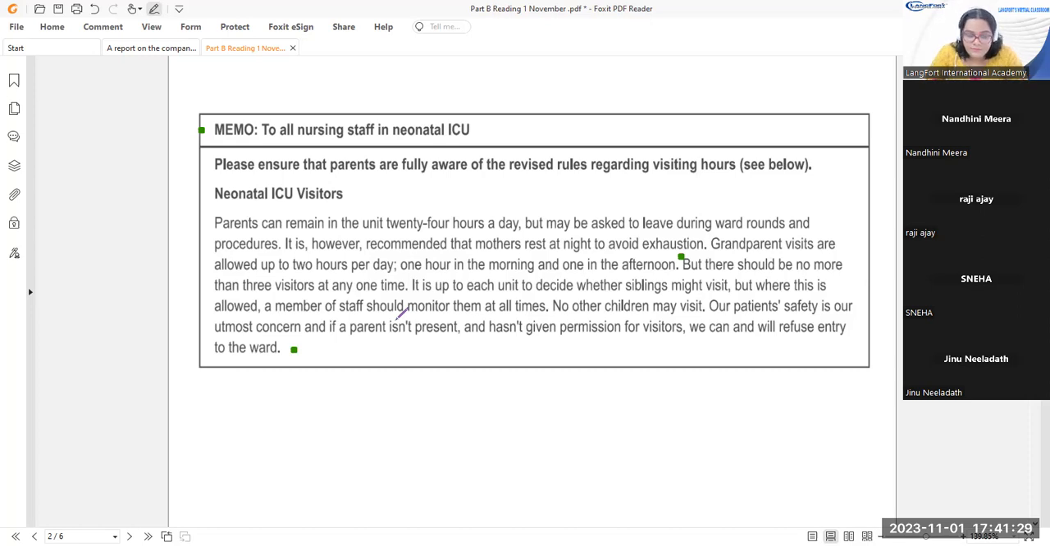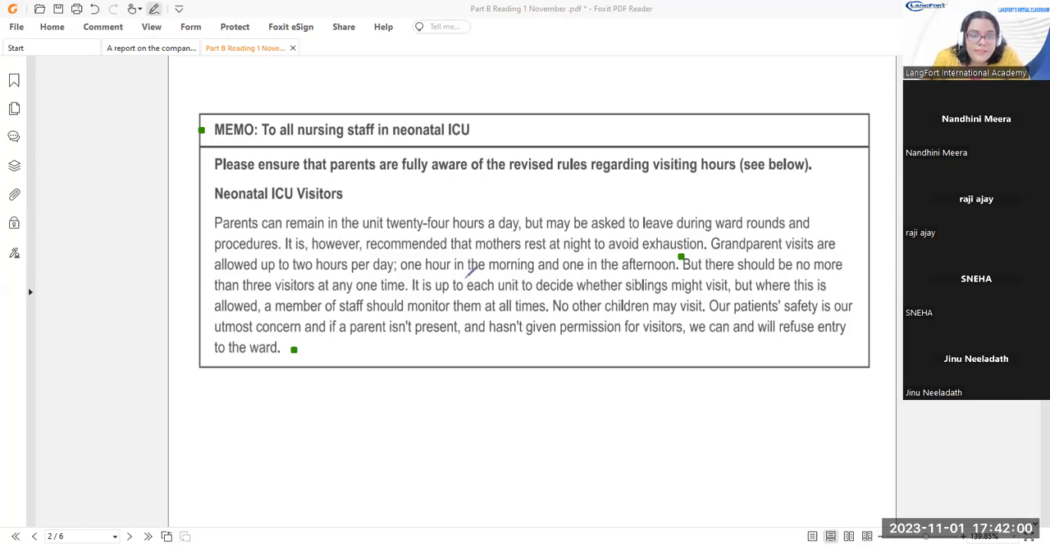Ma'am, but there should be no more than 3 visitors at any one time. It is up to each unit to decide whether siblings might visit, but where this is allowed, a member of staff should monitor them at all times. No other children may visit. Our patient safety is our utmost concern, and if a parent is not present and has not given permission for visitors, we can and will refuse entry to the ward.